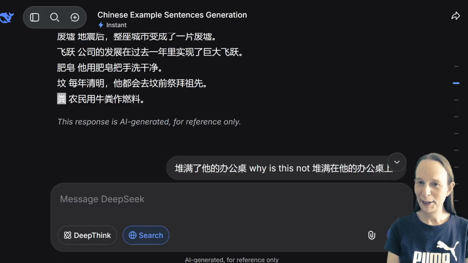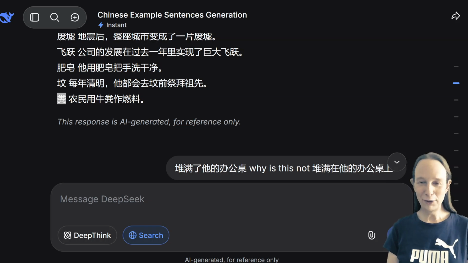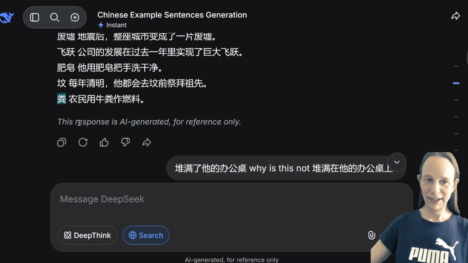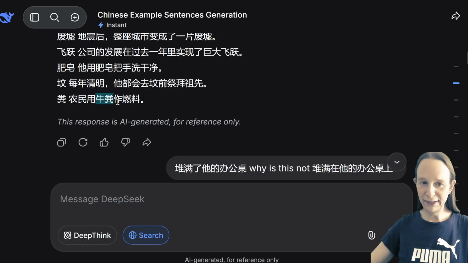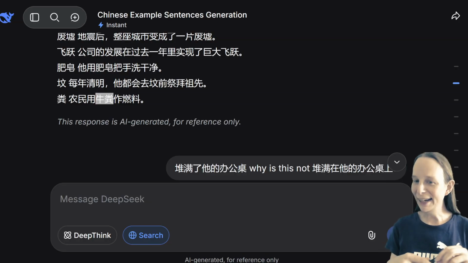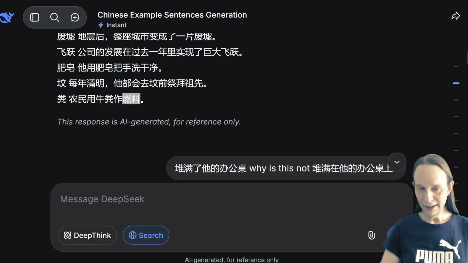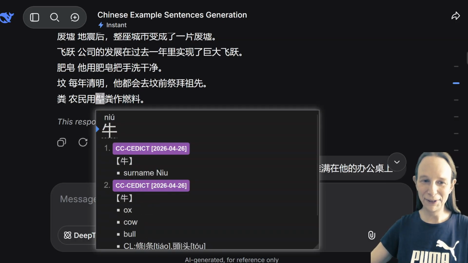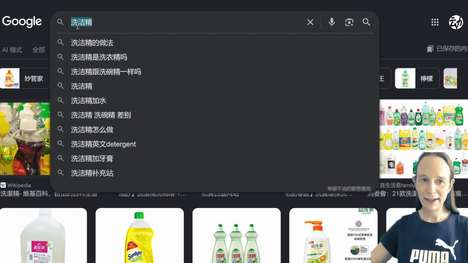Last and definitely least, is 粪. 粪 is excrement, solid excrement, usually by animals. 农民用牛粪做燃料. So farmers use cow excrement or cow dung, cow solid waste 做燃料. 燃料 is a fuel, right? They use it as a fuel. 牛粪. Yeah, you can use it as a suffix. 牛粪.